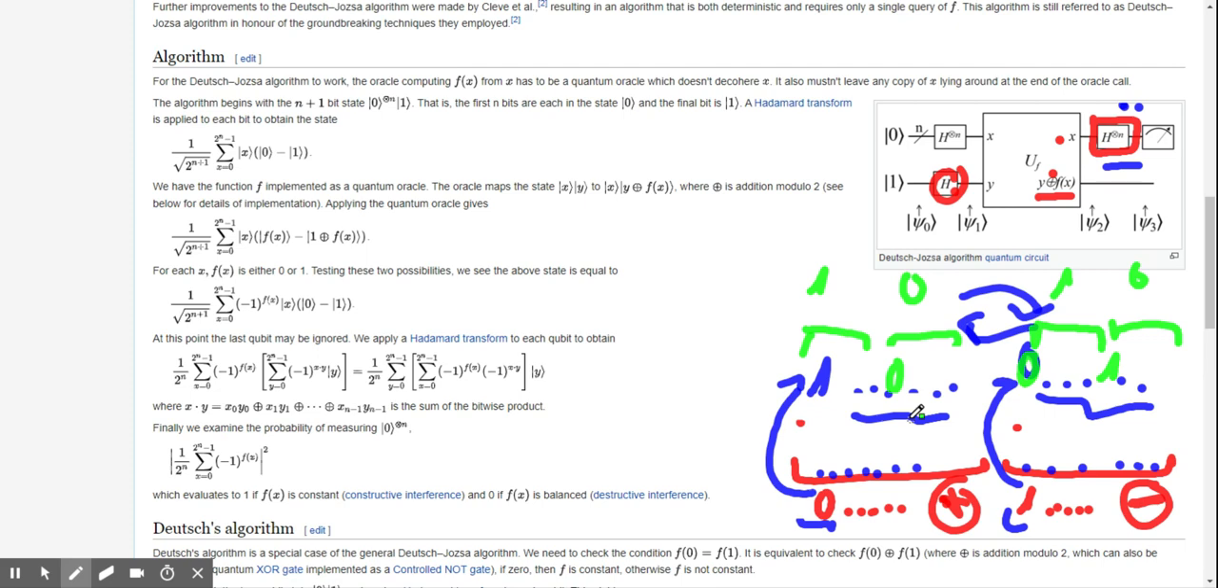So we have the function implemented as a quantum oracle. The oracle maps x, y to x, y xor f of x. If you go for the implementation, applying the quantum oracle. I don't want to take a look at this. I just want to sort of intuitively try to figure out. I feel I'm on the right track, but I'm missing something. I'm maybe interpreting something wrong.